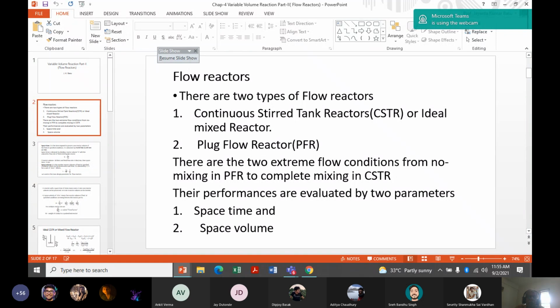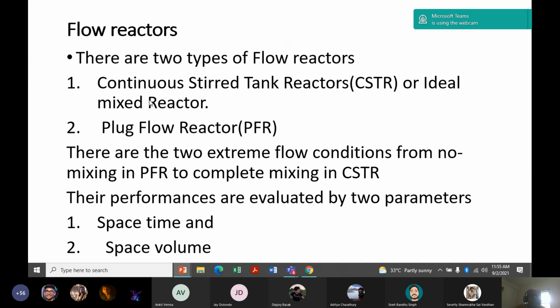And if mixing starts, it is called dispersion, and the reaction will follow non-ideal behavior, and the reactor is called a non-ideal reactor. And for evaluation of these two reactors, we use space time and space velocity, two terms.